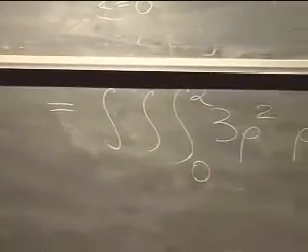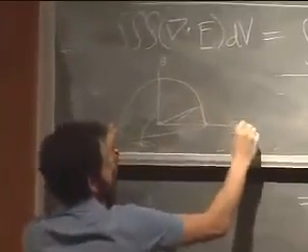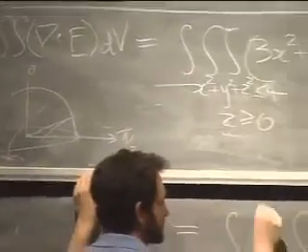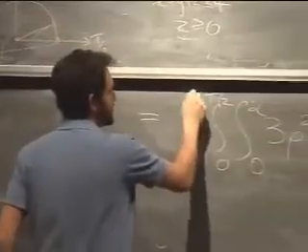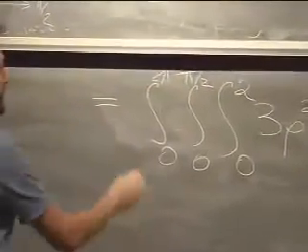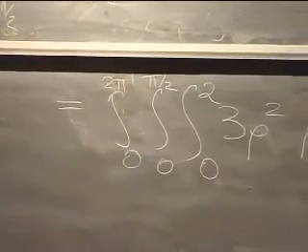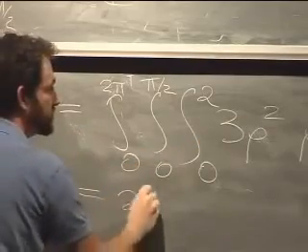And phi is going to go from 0 to pi over 2, not all the way down to pi because we only want the top half. And theta has to be all the way around from 0 to 2 pi. And this is not such a hard integral to work out. It turns out the theta integral is just 2 pi.